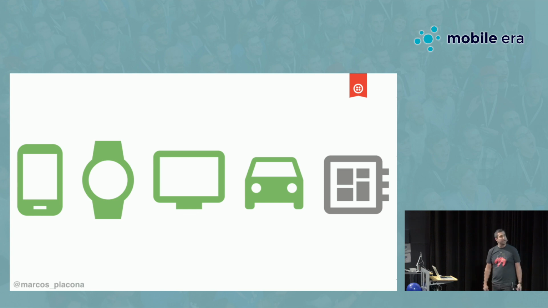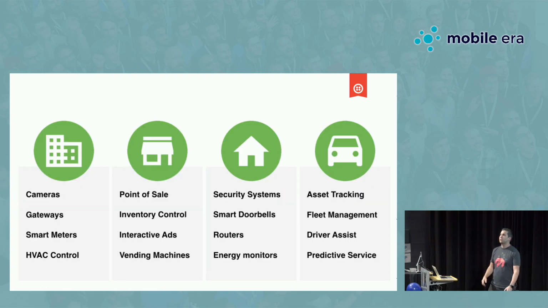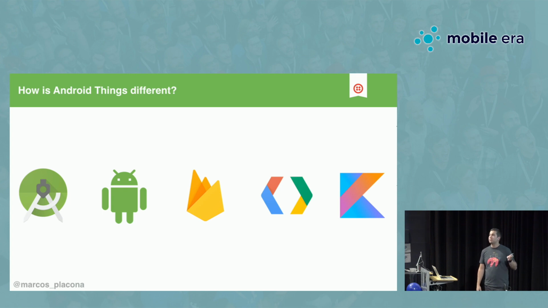That's the thing that makes me really excited about this. Some of the applications for Android Things, and we'll talk about some of them later, will be things like cameras, point of sale, maybe some routers and smart doorbells. I'll talk about a smart doorbell later. Fleet management, predictive service. There's a bunch of things you can use Android Things for. And again, the beauty of it is you can use it with the languages and tools that you already know. Android Studio, you don't need to do anything to start using Android Things. And then you have Firebase, you can use Google Cloud, you can use Kotlin if you want to. There's a bunch of things that you already know. All you need is just a bit of hardware.